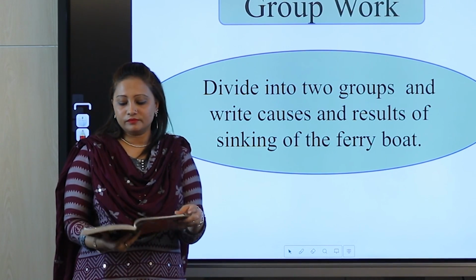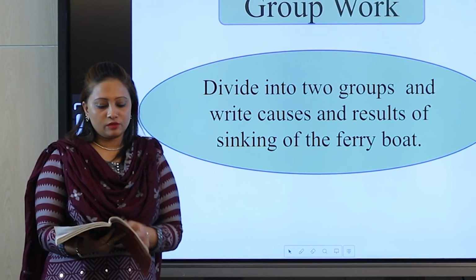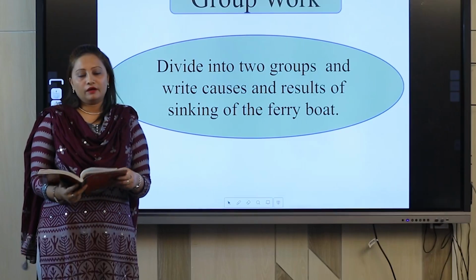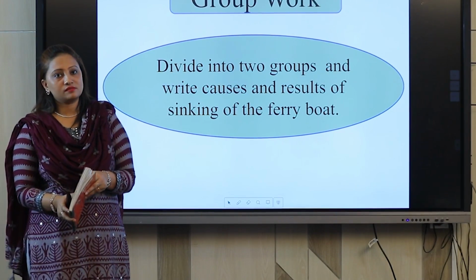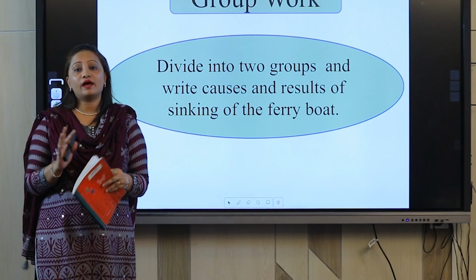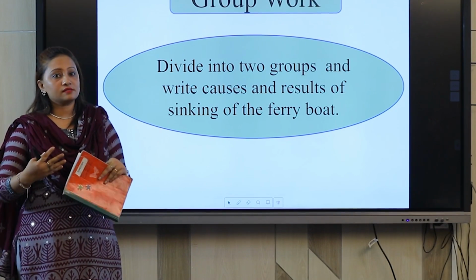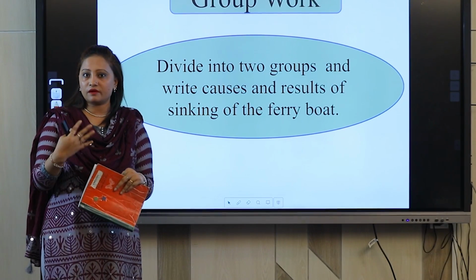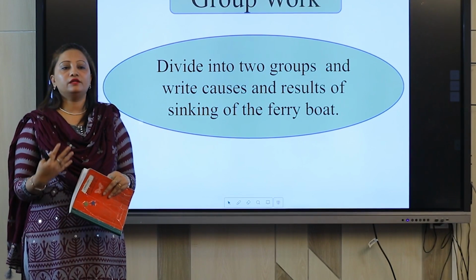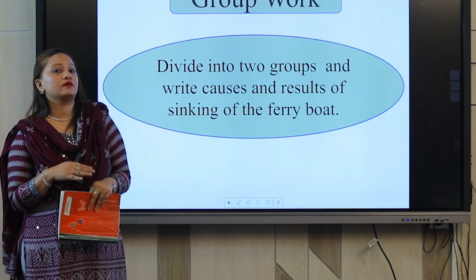So from the book, page number 44, there is multiple choice and question answer. You need to do these things also as homework, and make it an assignment. You can consider it as an assignment, and you can hand it to your teacher after the school opens.